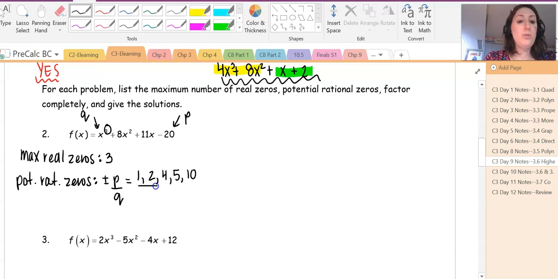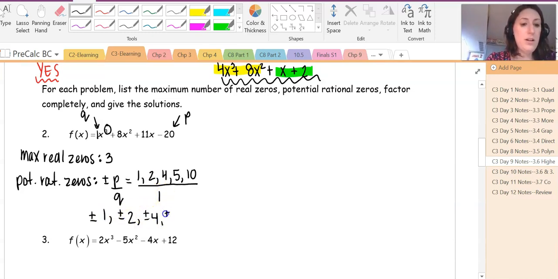And then q, well, it's just a 1, so right there. So what that means are the potential rational zeros, meaning the possible x-intercepts, are now, we divide them, plus or minus 1 divided by 1 is 1, plus or minus 2, 4 over 1 is 4. Okay, and yes, you need the plus or minus for all of them.